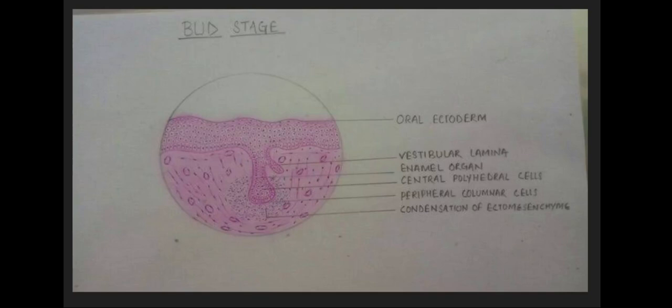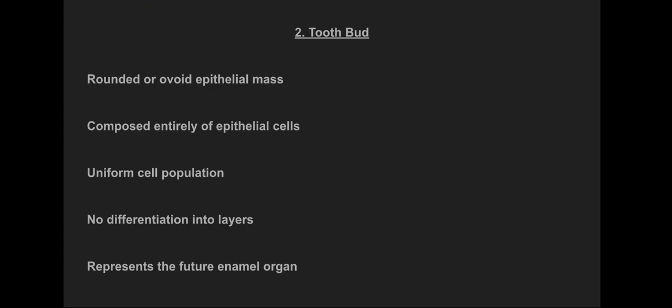Take a screenshot of this diagram and practice it many times so that you can remember each and every label. Next is the tooth bud. It is a round or oval epithelial mass, composed entirely of epithelial cells, a uniform cell population with no differentiation into layers. It represents the future enamel organ.